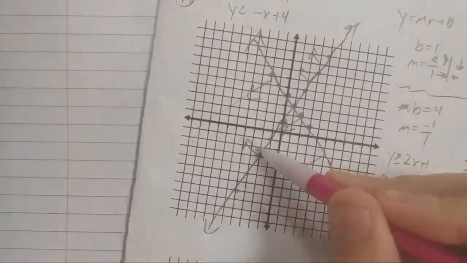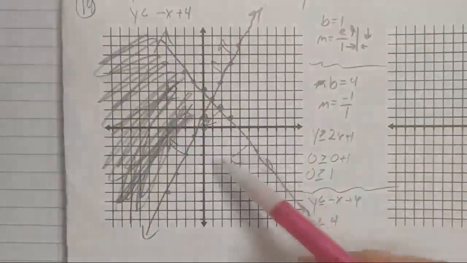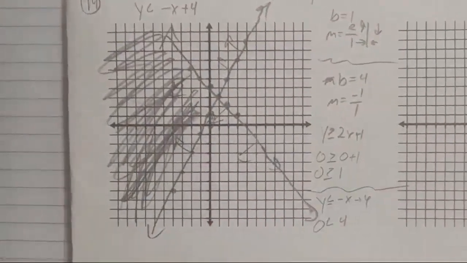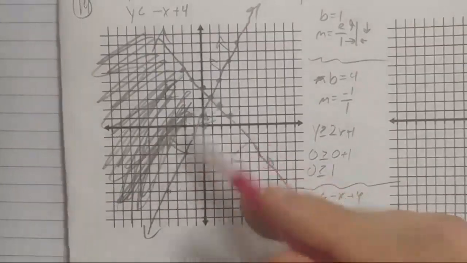So I got to see where the arrows overlap. Well, this arrow is going this way, and this arrow is going this way. So this is the overlap. So I'm shading this in. That's it. So we shaded. We're done. We're happy. It's shaded.